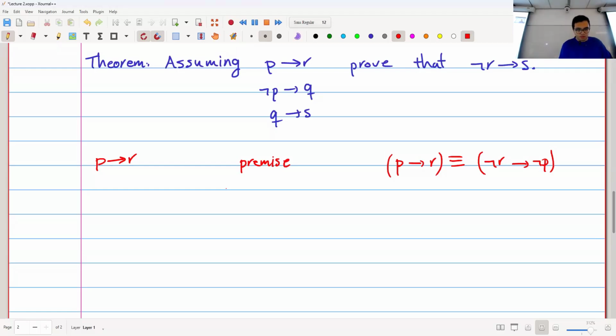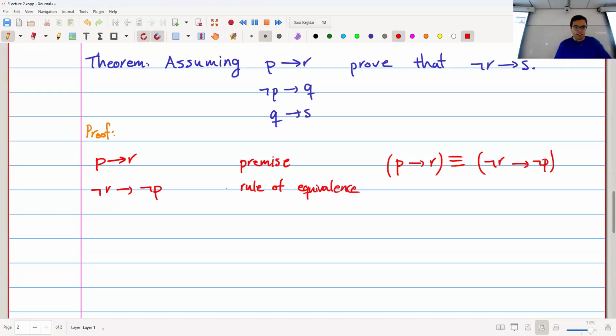So if I want to continue my proof, I can now add this one to my proof as well. So my proof is only this part, by the way. This is my proof. Everything else that I'm writing here are just my own notes. Okay. So I have not R implies not P. And I have this because of the rule of equivalence. Basically because P implies R is the same as not R implies not P.